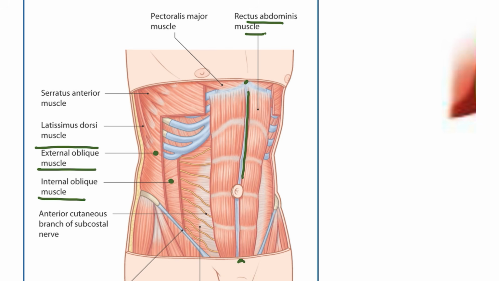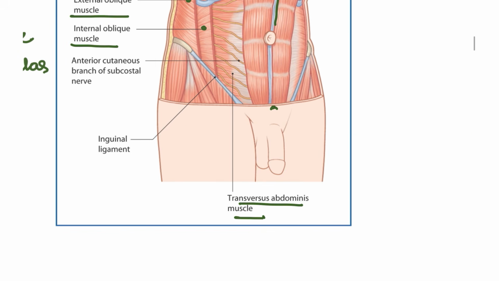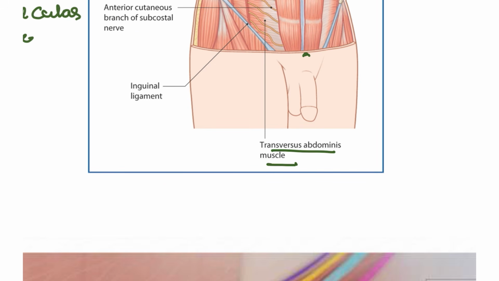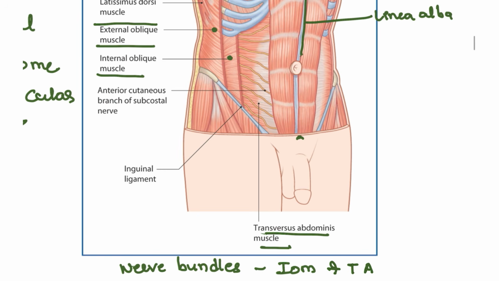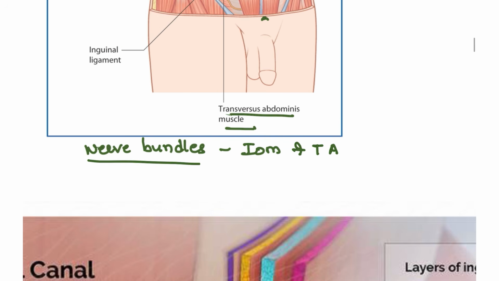And what is this one, guys? This is the linea alba. A common question that has been asked: where are the nerve bundles present? The nerve bundles are present in between the internal oblique muscle and the transversus abdominis. Here you can see the muscles and the nerves. So the nerve bundles are present in between the internal oblique and the transverse abdominis.